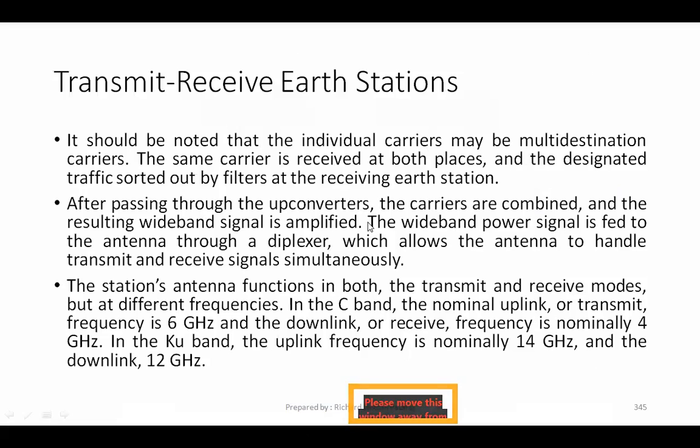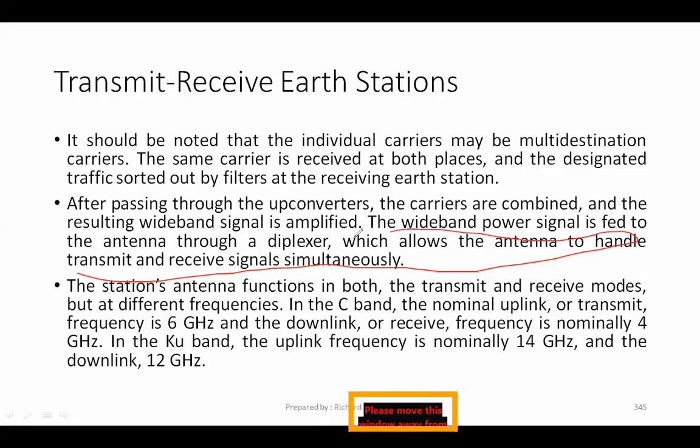And the resulting wideband signal is amplified. The reason why we call it wideband is because after combining, the spectrum is actually enhanced, and then the amplification happens. The wideband power signal is fed to the antenna through a diplexer, which allows the antenna to handle the transmit and receive signals simultaneously. So this is one important factor of a diplexer, where it allows to transmit and receive signals. That is important.